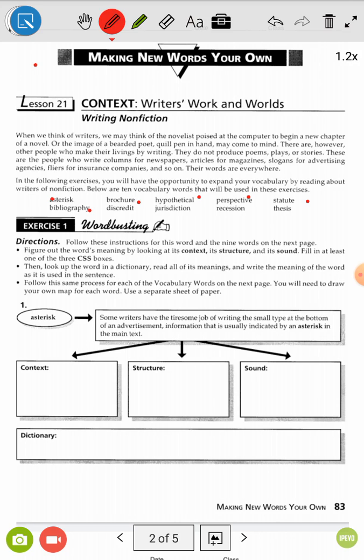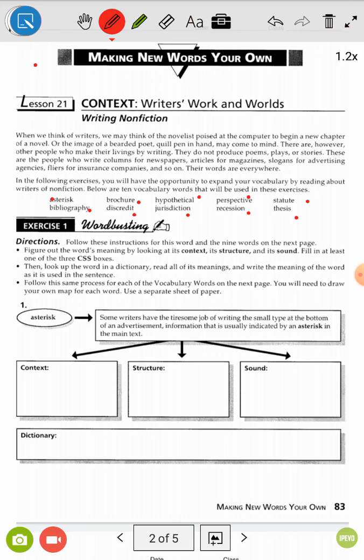Bibliography, just a series of books related to books. Discredit, related to disbelief, okay? Jurisdiction is related to law, related to authority, to the power. Recession, like you're facing something and you pause, trying to withdraw to launch again. So you stop, making a pause. Recession, like moving back, withdrawing in order to launch again.